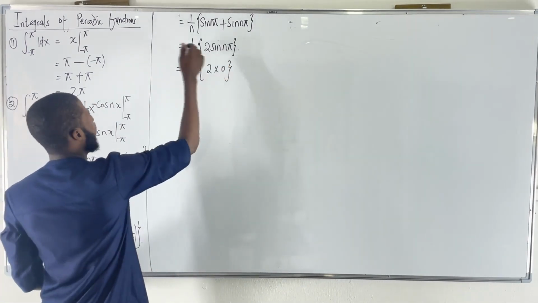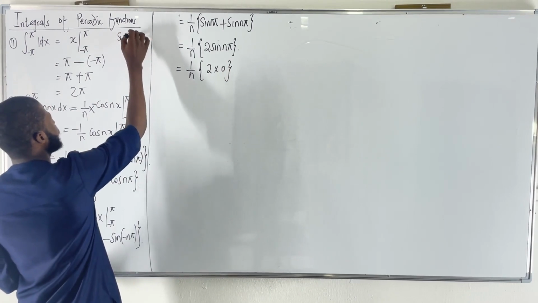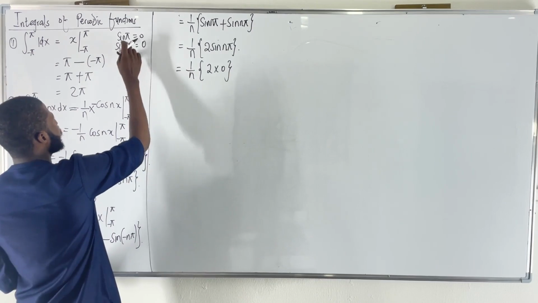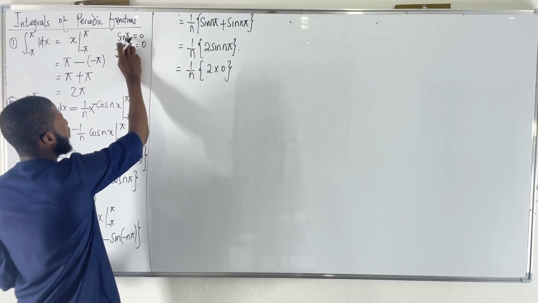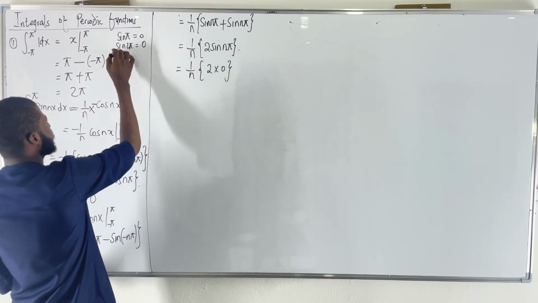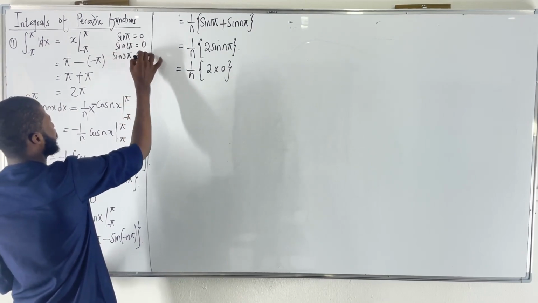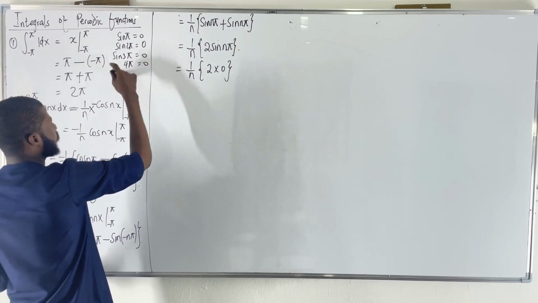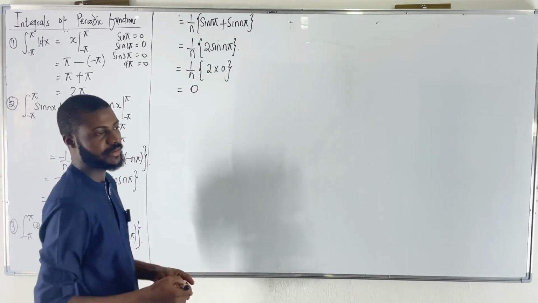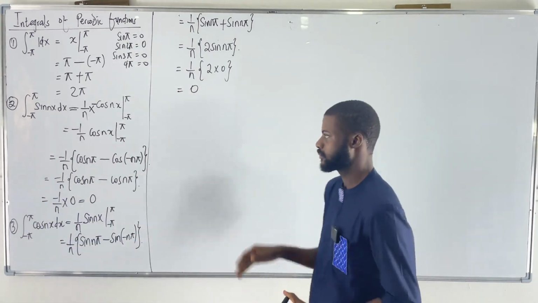So sine pi, when I say sine pi, pi is 180. So sine 180 is 0. Sine 2 pi is 0. Sine 3 pi is 0. 4 pi will be 0, just like that. So it's always 0. So this is equal to what? 0. So that's for that one.